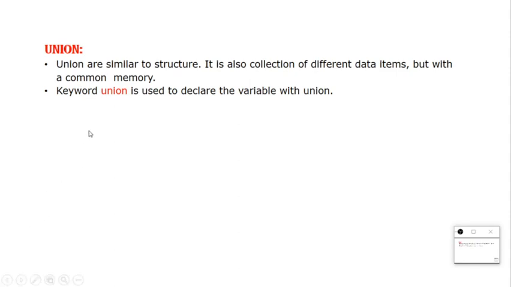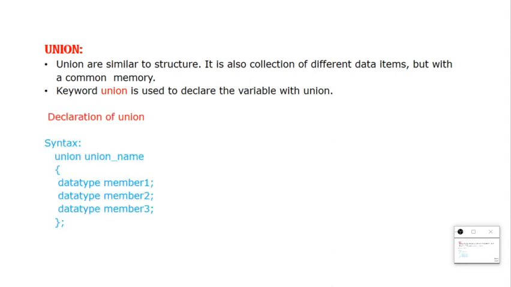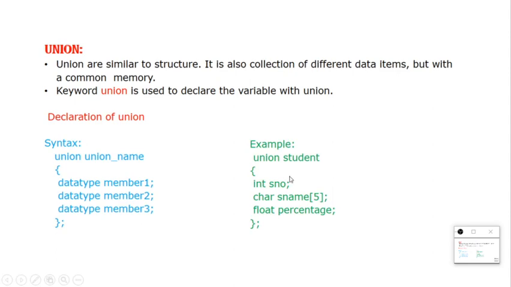example. Before that, we use the union keyword. The union keyword is used to declare variables with union. So let us see a declaration of union. Union name, same like a structure, data type member1, data type member2, data type member3, close bracket and semicolon. Here also you can add the same semicolon. For example, union student, same example I have taken because it will be easy to remember: int serial number, char s name, and float percentage, semicolon. It will also end with a semicolon.